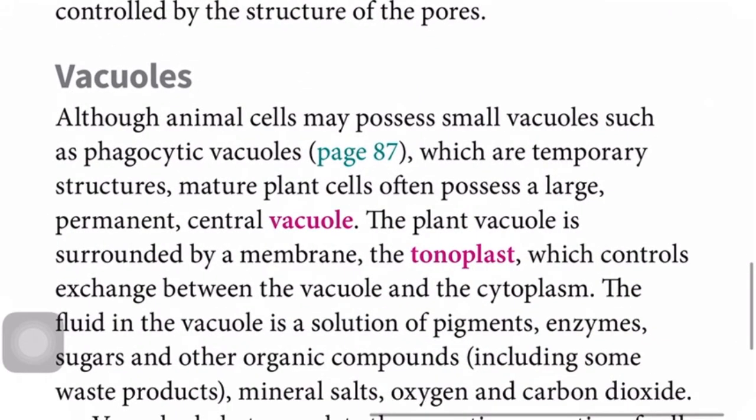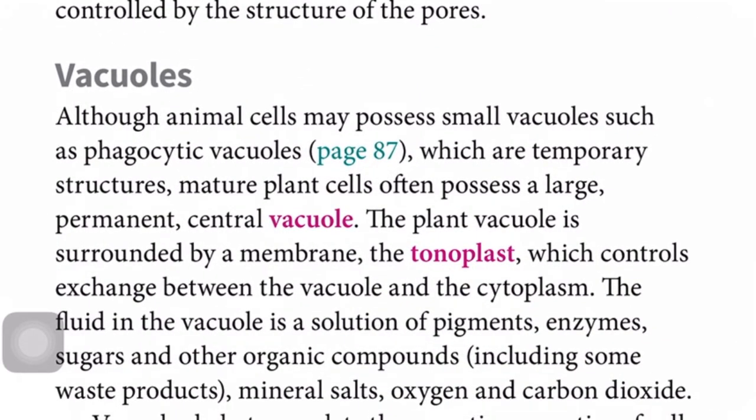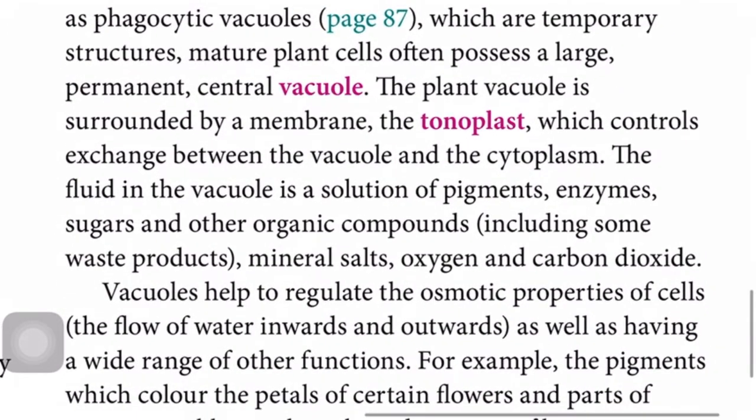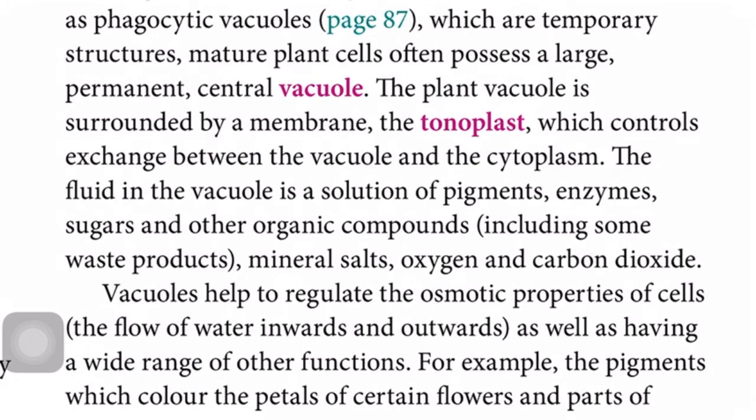Vacuoles. Although animal cells may possess small vacuoles such as phagocytic vacuoles. So phagocytic vacuoles are small vacuoles produced inside the cell because of the process of phagocytosis. Phagocytosis is the process by which our white blood cells engulf bacteria. We will see that later, but they are not permanent. They are temporary and small structures. Mature plant cells often possess a large permanent central vacuole.